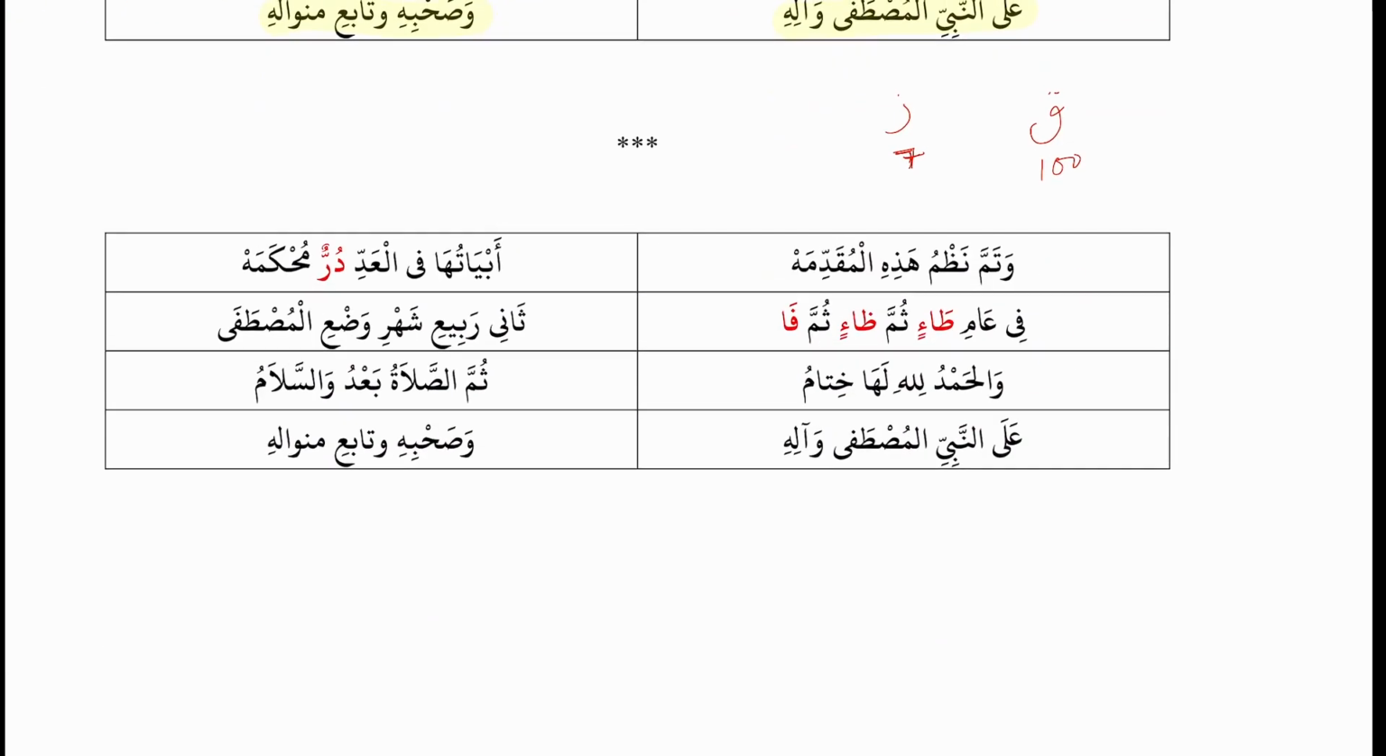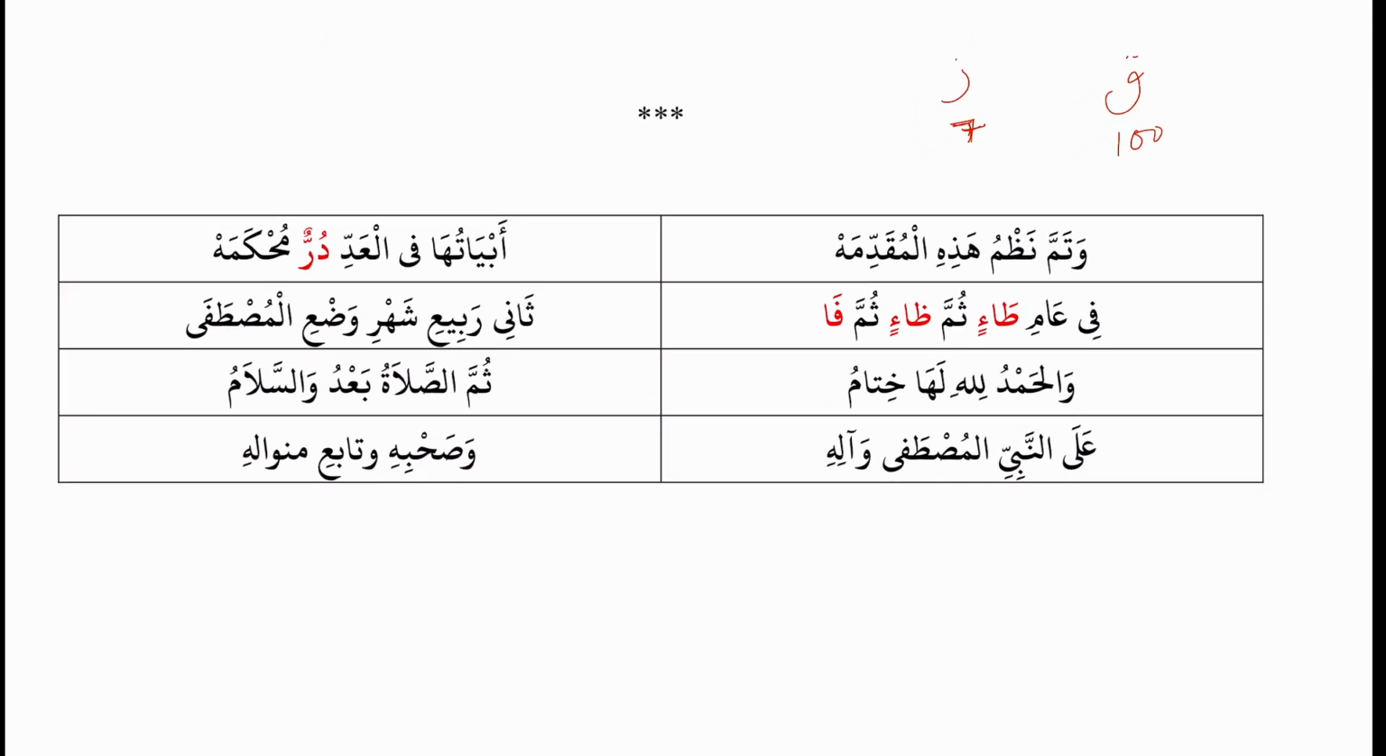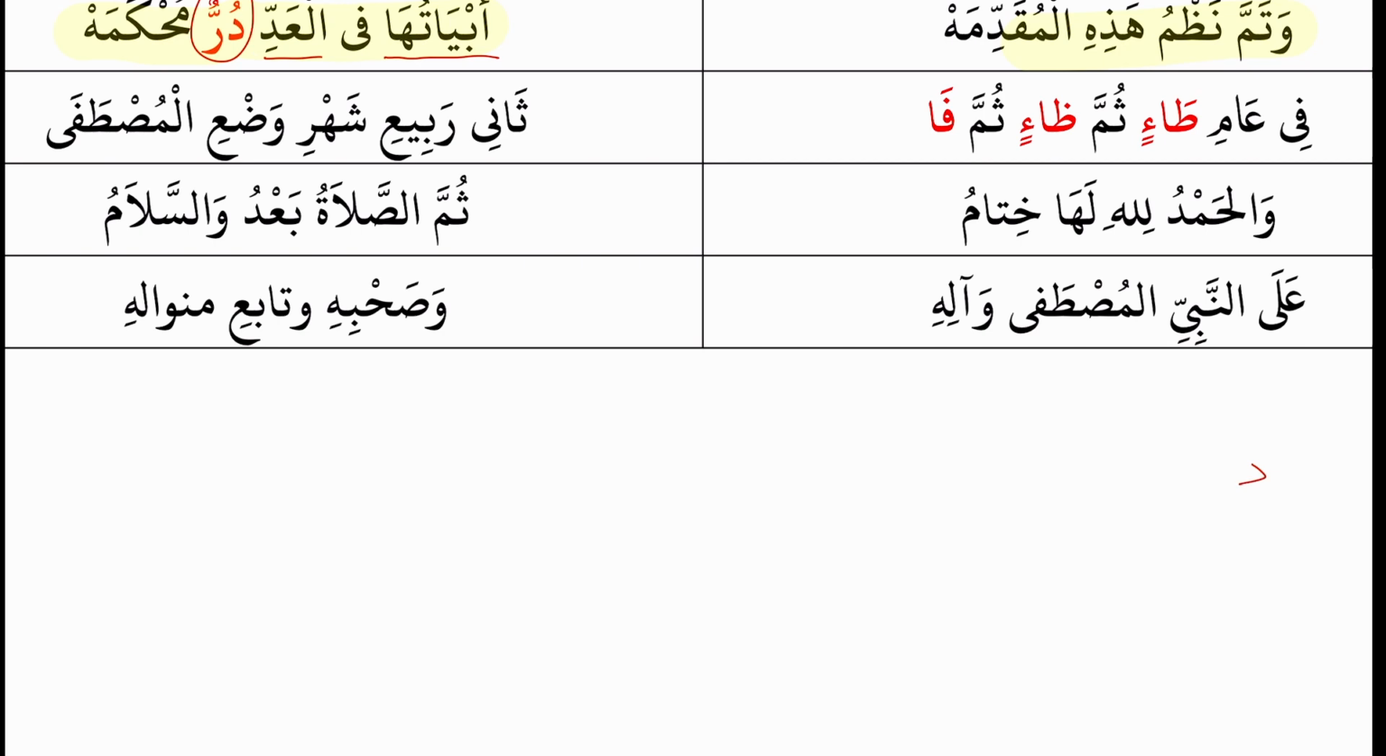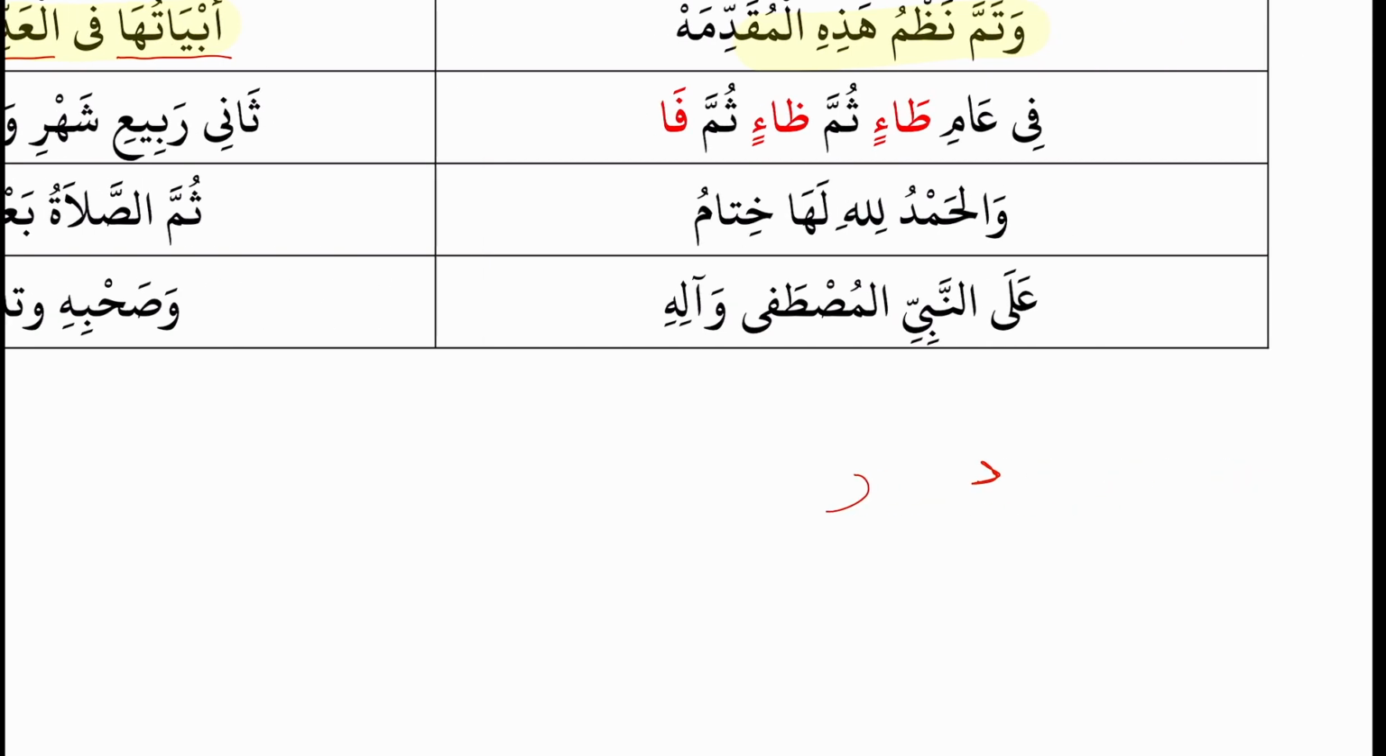طيب. Another poem, which is the poetry version of Al-Waraqat, you see that here it says وَتَمَّ نَظْمُ هَذِهِ الْمُقَدِّمَةِ أَبْيَاتُهَا فِي الْعَدِّ دُرٌ مُحْكَمَةٌ. So its lines in counting are darrun. So darrun means dal and ra. That's the lines.